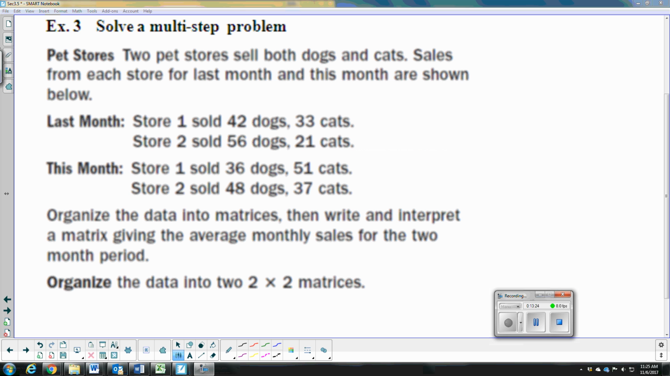So this next example is a word problem. And you can use matrices to solve these kinds of problems. So it says that we have 2 pet stores that sell both cats and dogs. Sales from each store for last month and this month are shown below. So it says last month, store 1 sold 42 dogs, 33 cats. Store 2 sold 56 dogs and 21 cats. And then it has data for this month too. So it says to organize the data into matrices. Then write and interpret a matrix giving the average monthly sales. So that tells us we're looking for average monthly sales.